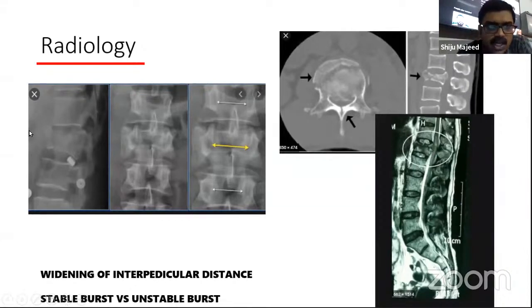So these are the X-rays. An X-ray will always be taken in 2 views: AP and lateral view. Then the CT scan will help to know that there is a retropulsed fragment. The MRI is used to look at the spinal cord.